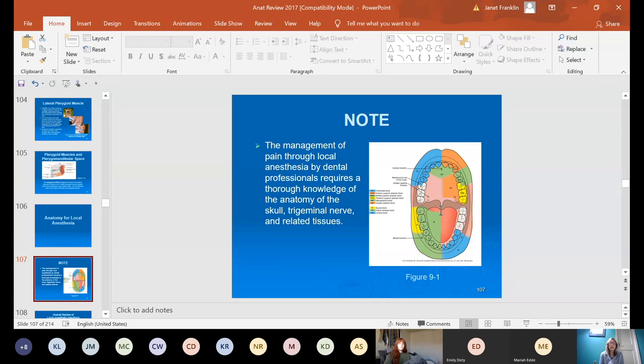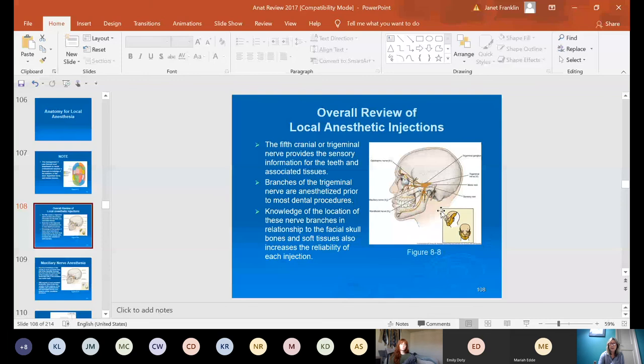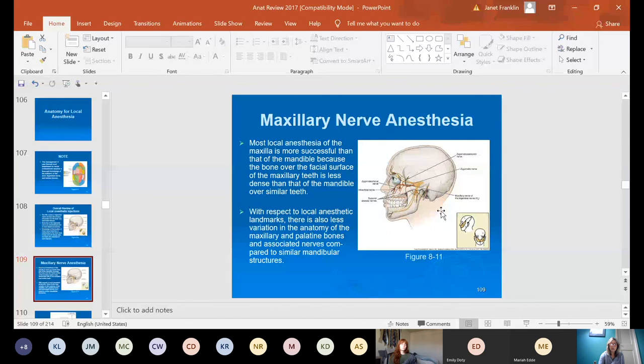So pain control, nerves, the management of pain through local anesthesia by dental professionals requires a thorough knowledge of the anatomy of the skull, trigeminal nerve, and related tissues. So this is a big part of why this is so important to you. I'm not going to go over the review of the injections because you're going to have that whole course with Professor Ramos to do injections.